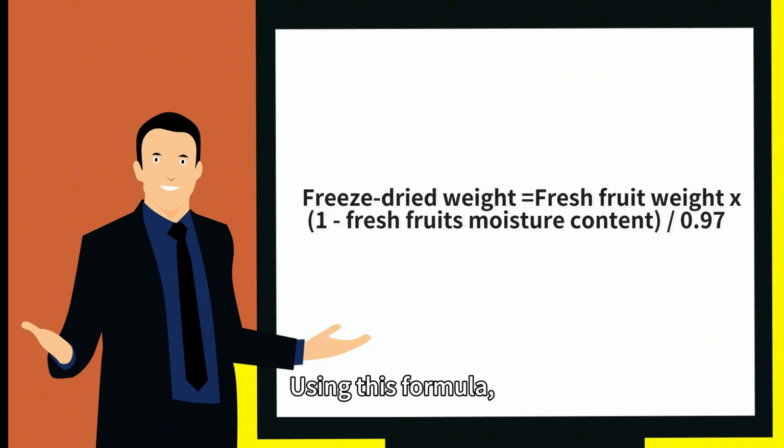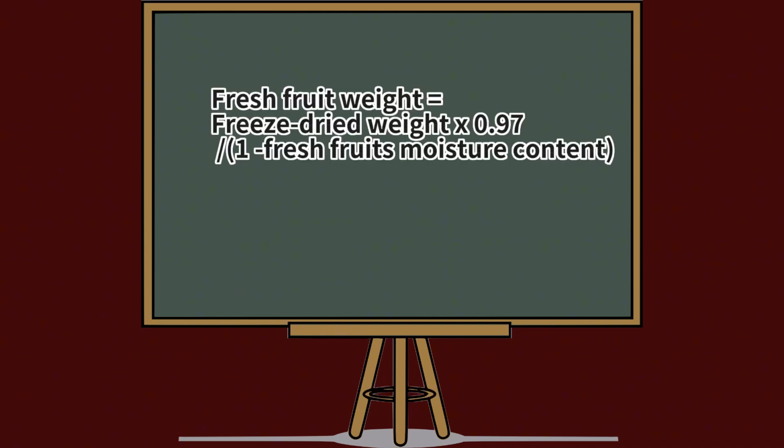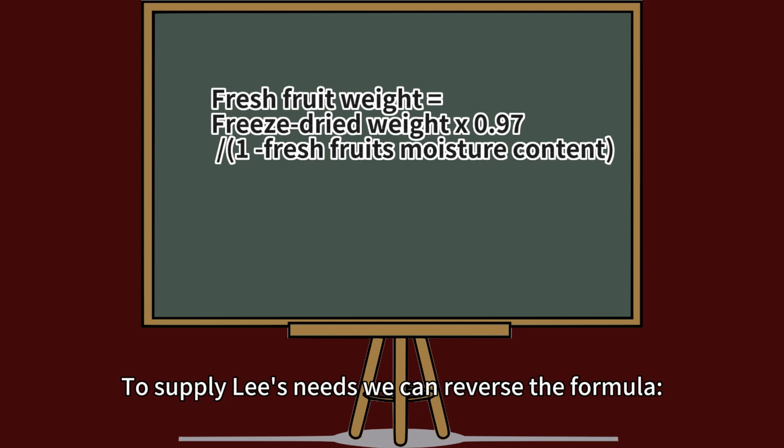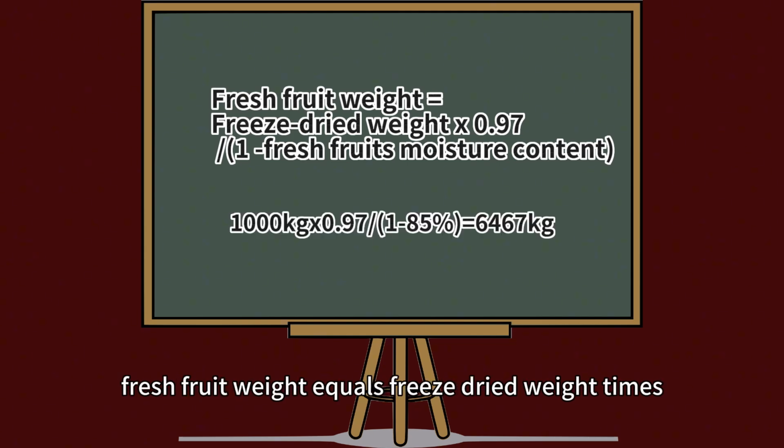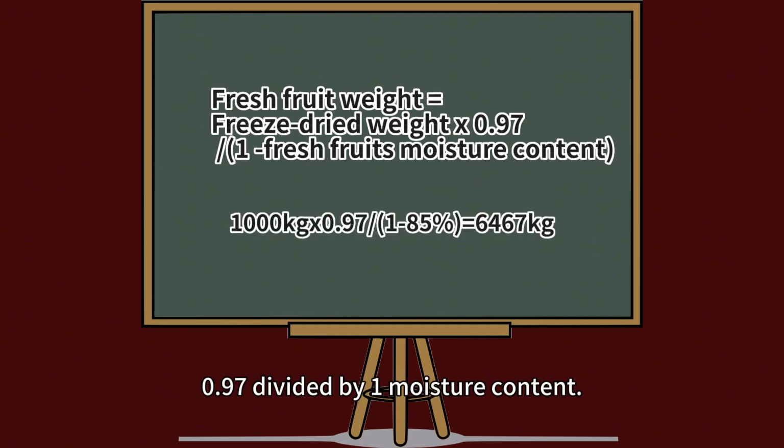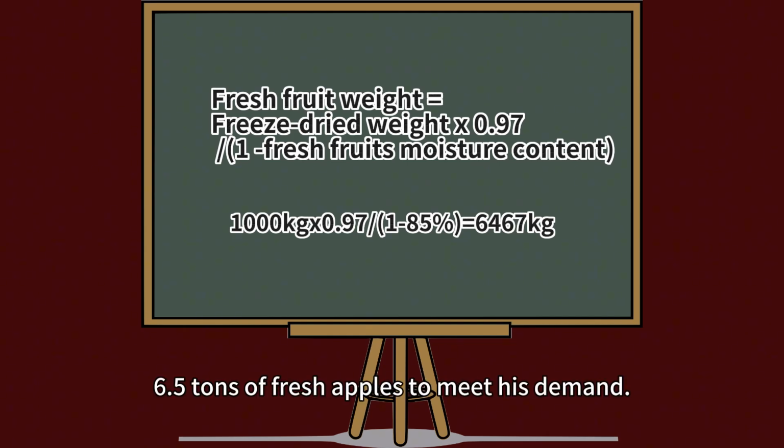Using this formula, Peter's freeze-dried apples would far exceed Lee's demand. To supply Lee's needs, we can reverse the formula. Fresh fruit weight equals freeze-dried weight times 0.97 divided by (1 - moisture content). From this, we calculate that Lee only requires 6.5 tons of fresh apples to meet his demand.